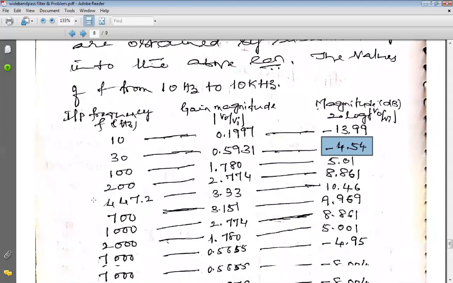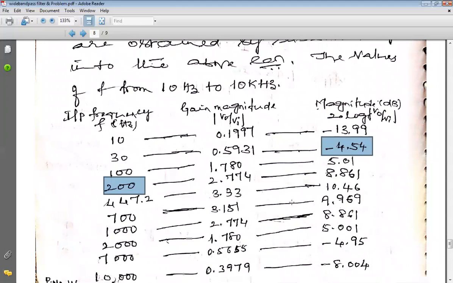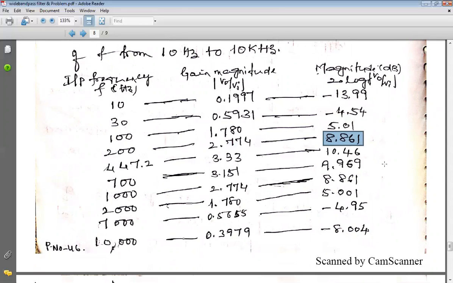Similarly, at 200 Hz, the gain magnitude of the filter is 2.774, and its value in decibels is 8.861. Similarly, for the other frequency, 447.2 Hz, I am going to get 3.33, and its value is 10.446.